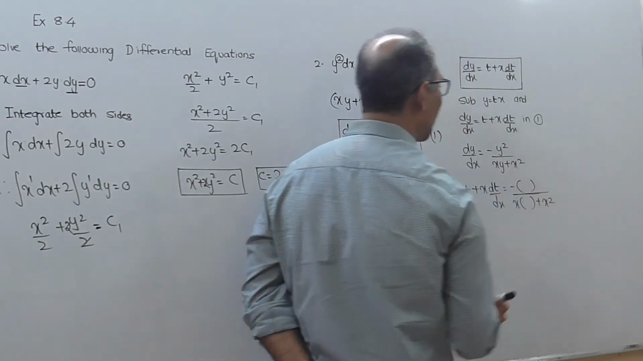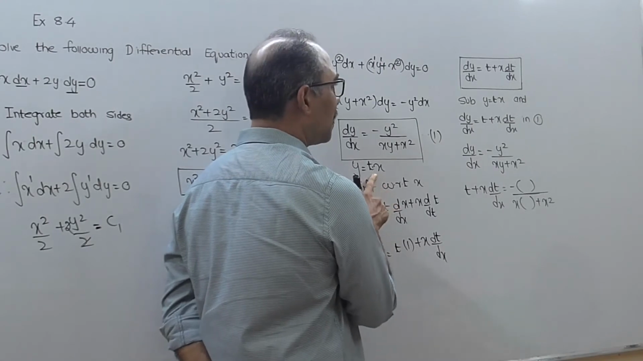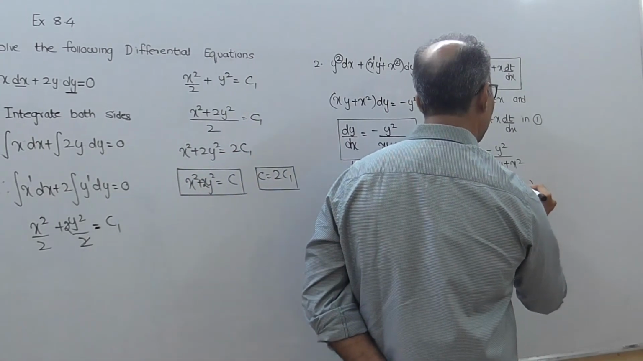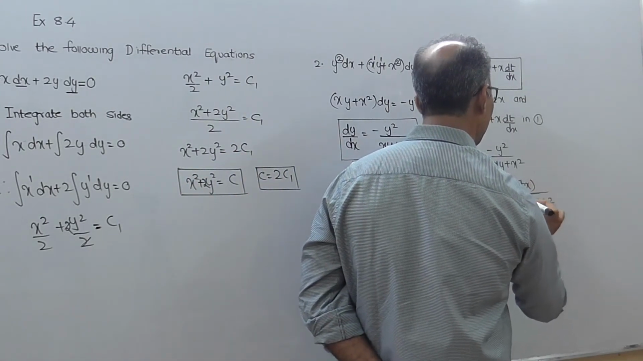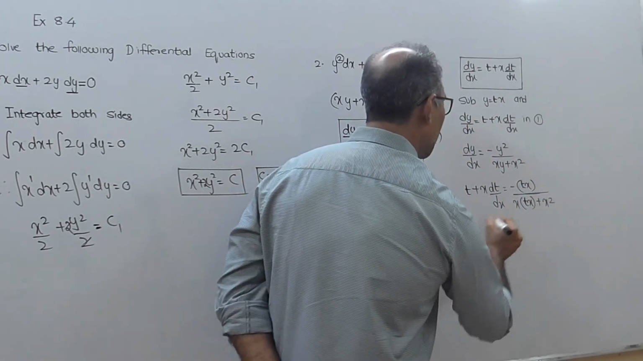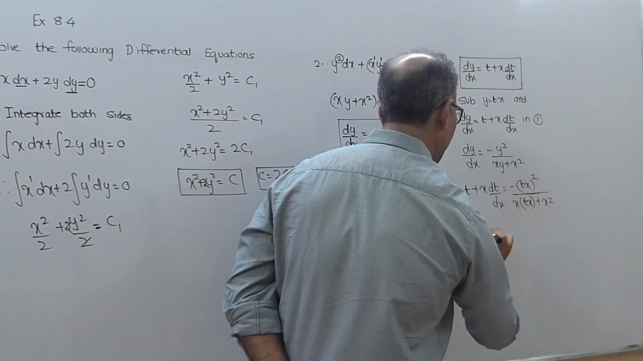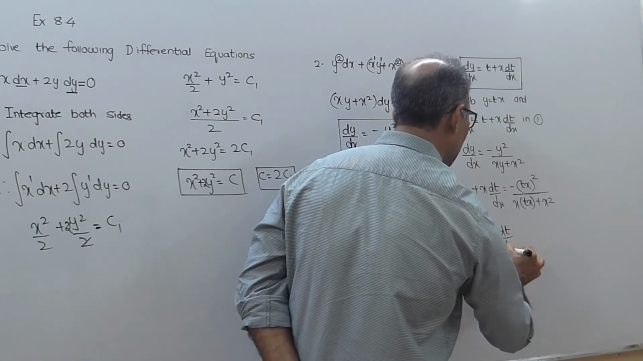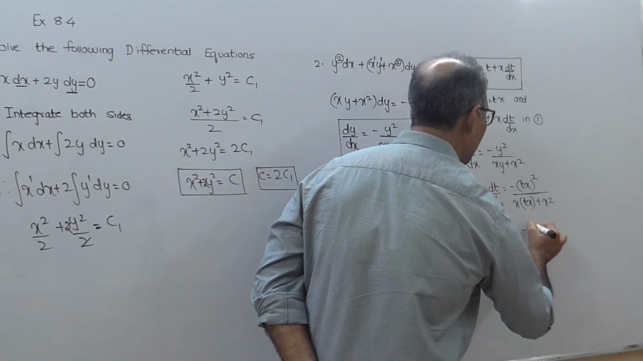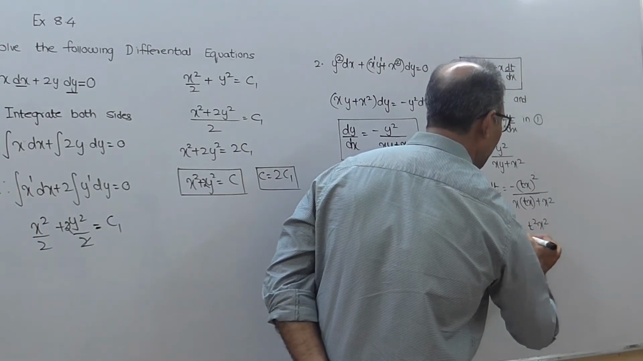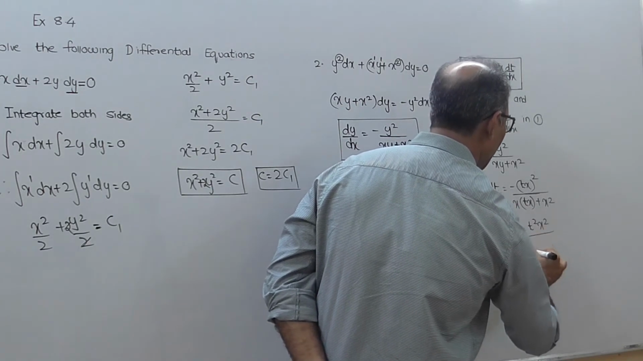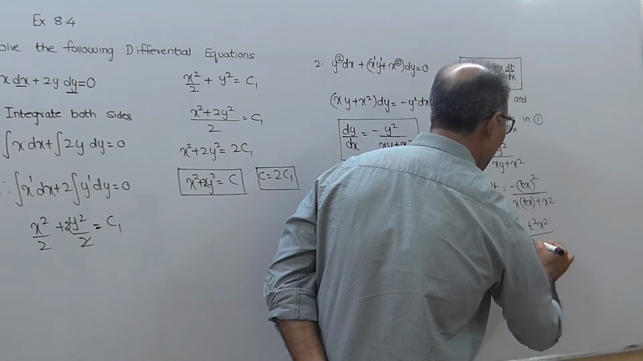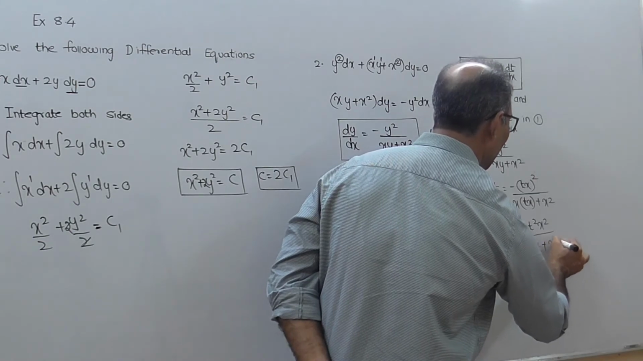What I will be doing is I will be replacing all y with tx. So I will get this as tx, this will become tx, and this is whole square, mind it. t plus x dt by dx equal to minus, outside, t square x square. x into x will give you x square t plus x square.